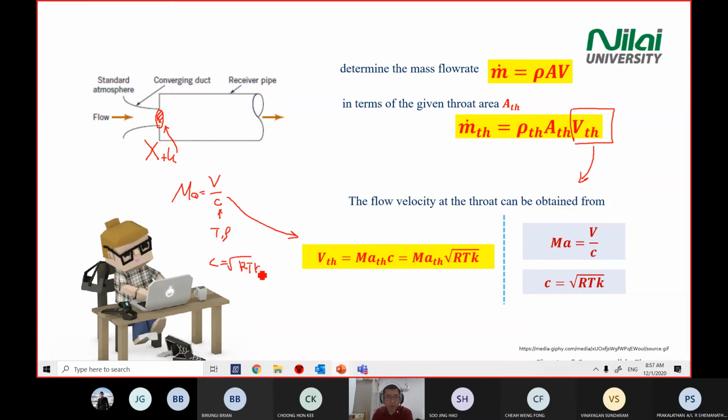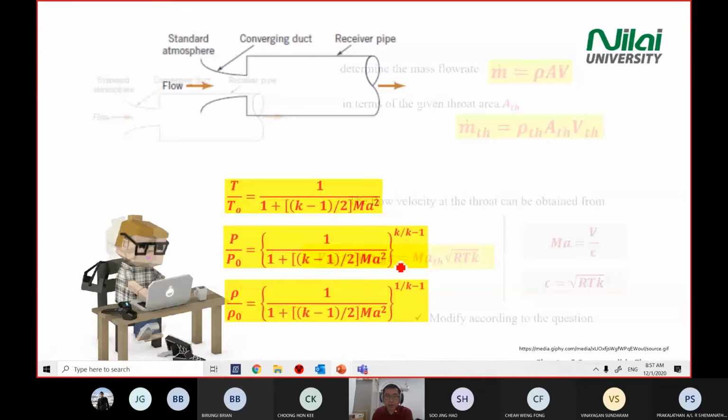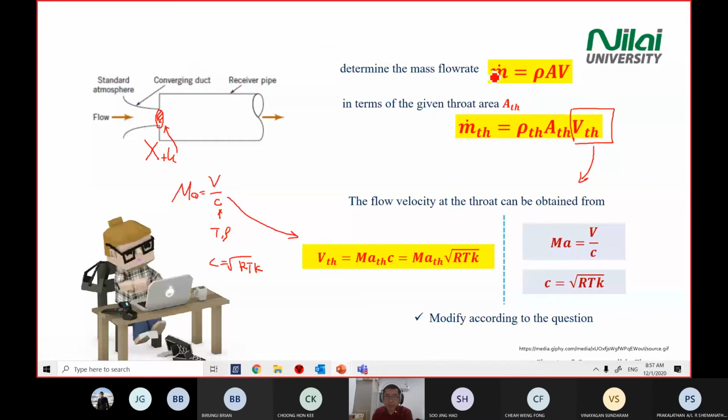This one we have gone through so many times, right? Your c equal to square root of RTK, and you modify, and you modify. So from the mass flow rate equation, we modify in terms of Mach number and RTK.